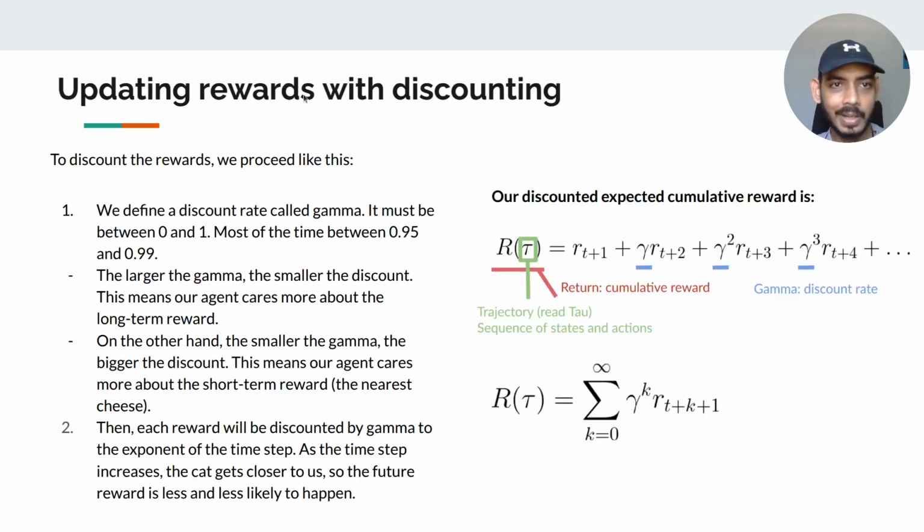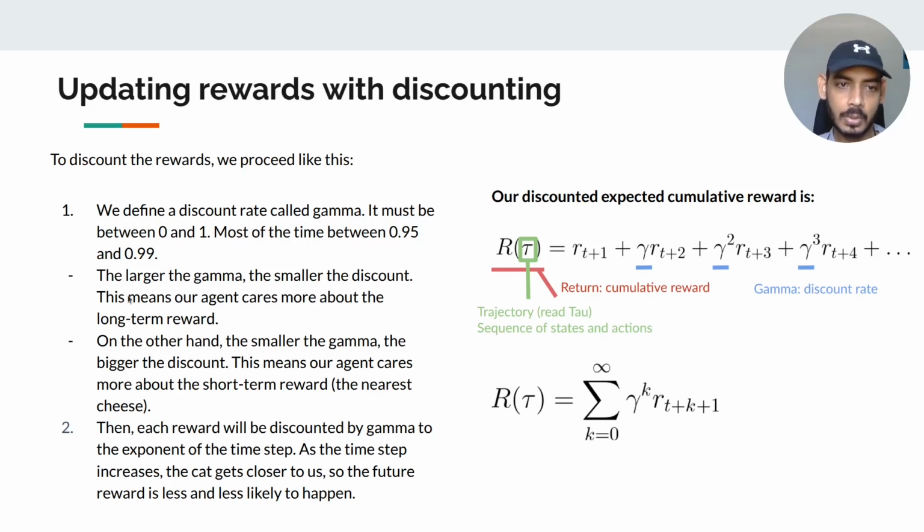So, updating the rewards with discounting. What will happen? The discount is nothing but we discount the rewards that we give to the mouse in this case. So we define the discount rate called gamma. Gamma is one of the parameters which will discount the reward that you get. It must be between 0 and 1, and most of the time it is between 0.95 and 0.99. So the larger the gamma, the smaller the discount.